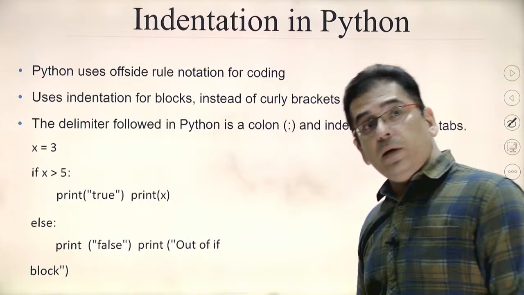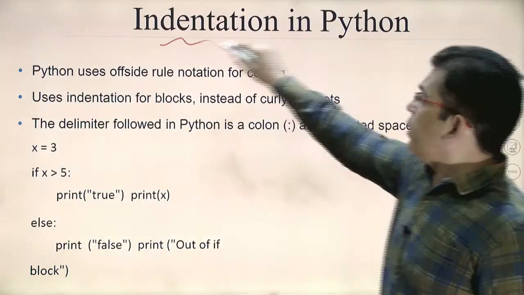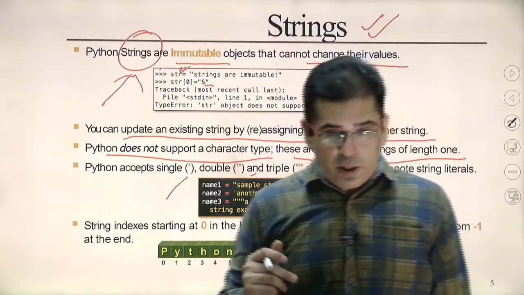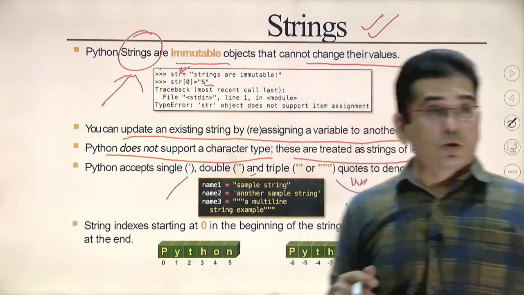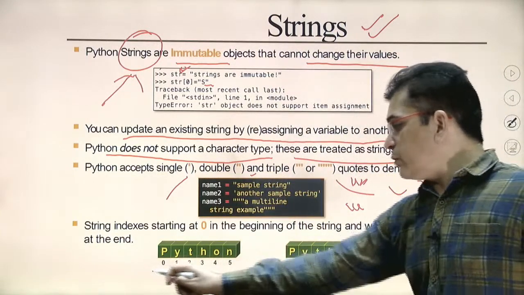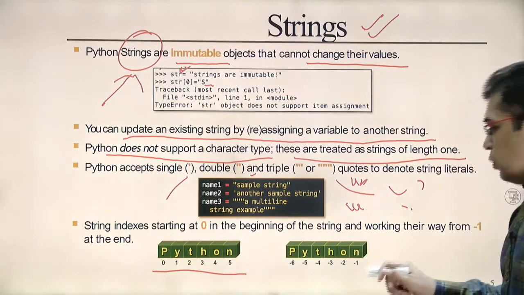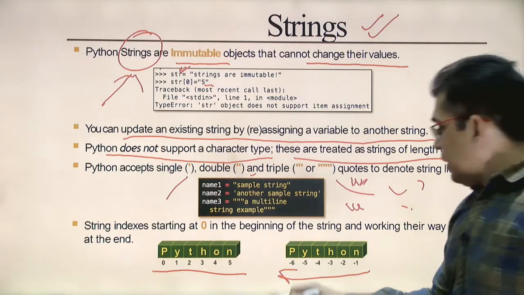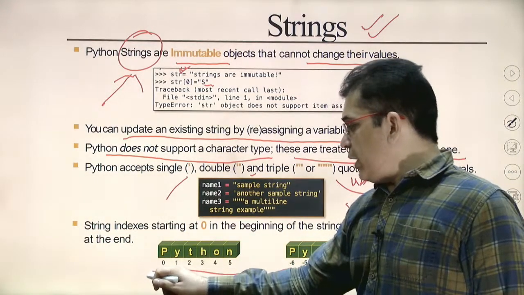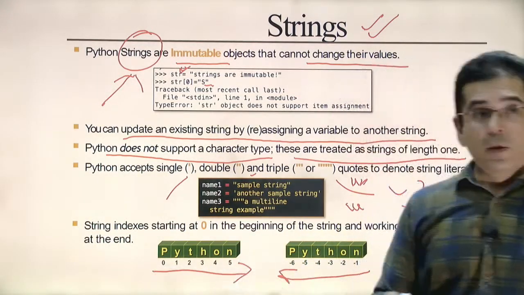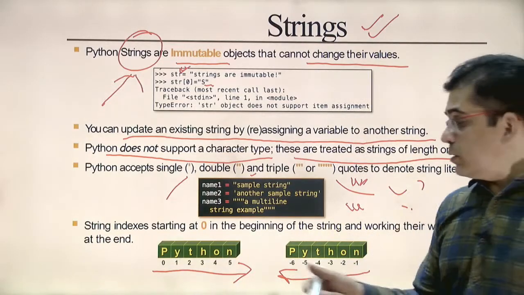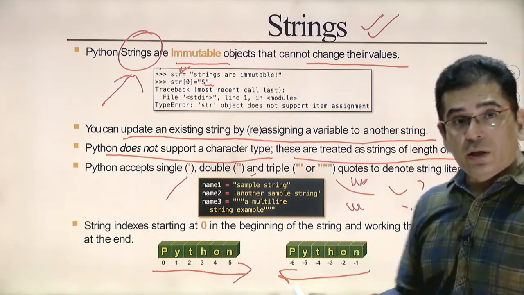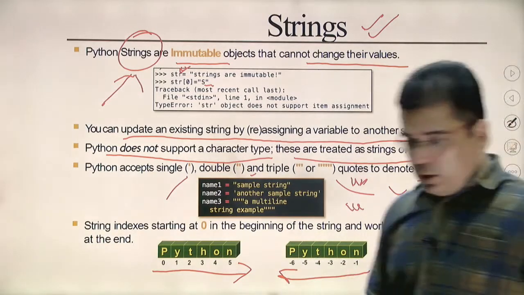But before going to that, yesterday I told you about indentation in Python. Strings can use single inverted commas, double inverted commas, or triple inverted commas. The index of a string always starts from 0, and if you reverse the string, the reverse index goes from -1 to -6, but in the forward direction, the index goes from 0 to 5. The word Python has 6 characters, so the index goes from 0 to 5 in the forward direction and -1 to -6 in the backward direction.